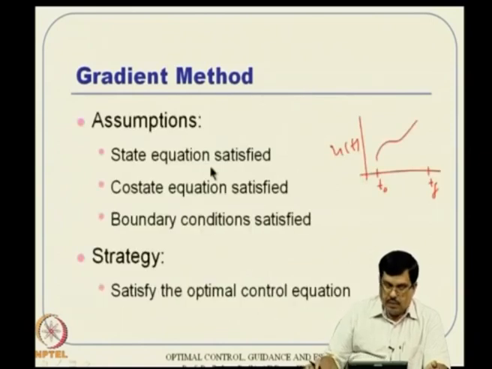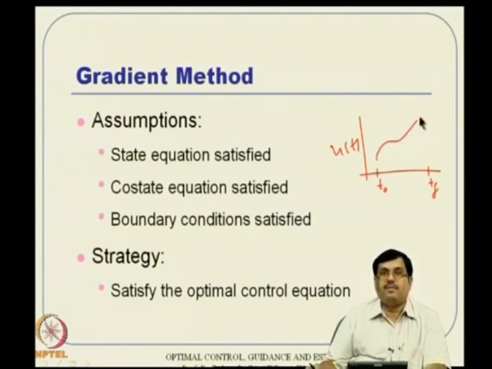So, the procedure is like this. You guess a control history, start with the initial condition of the state, and integrate forward. Then at the end you calculate the required co-state using the final condition, lambda f equal to del phi by del x. Using that lambda f and the co-state equation, you integrate backward, and then you get the entire co-state trajectory. So now the state trajectory, the co-state trajectory, as well as the previous control trajectory are available. The control trajectory may or may not be needed anymore, depending on the iteration.